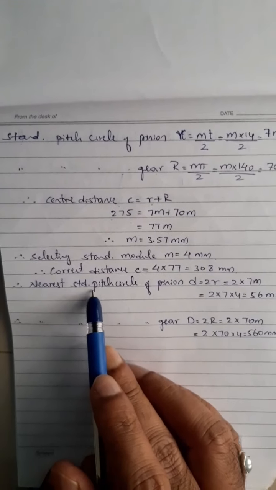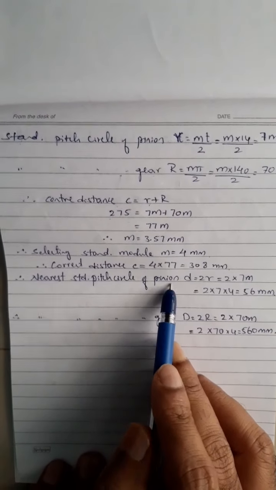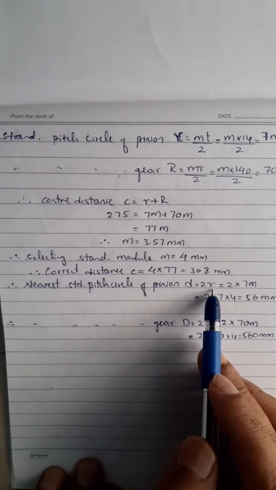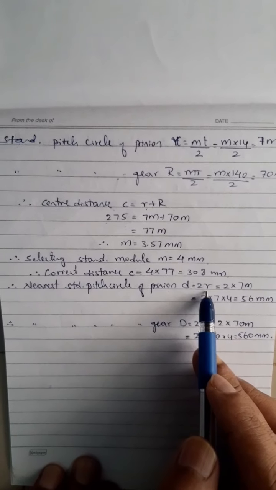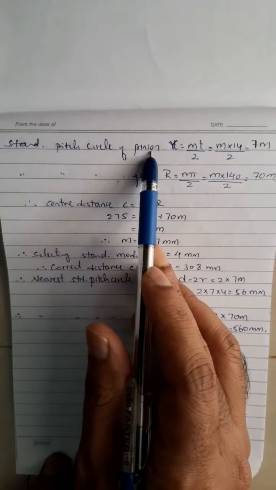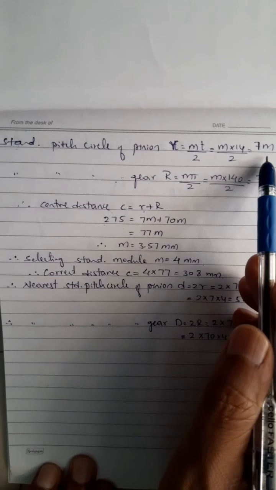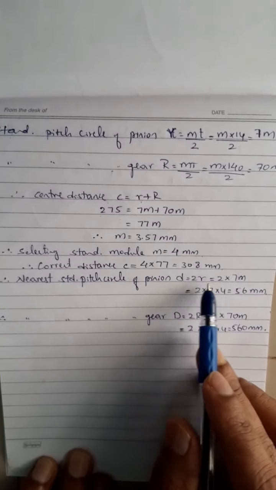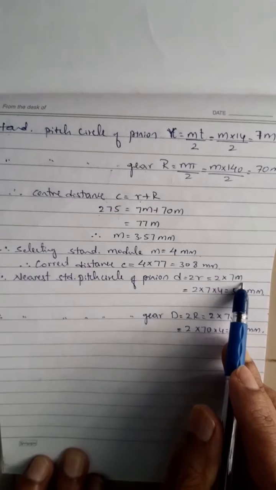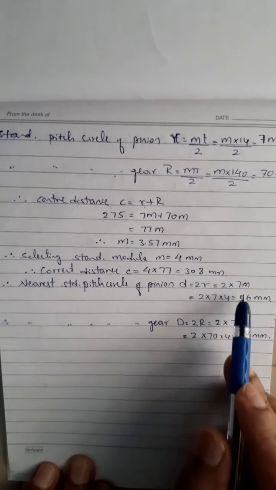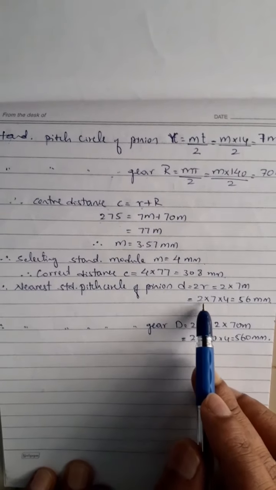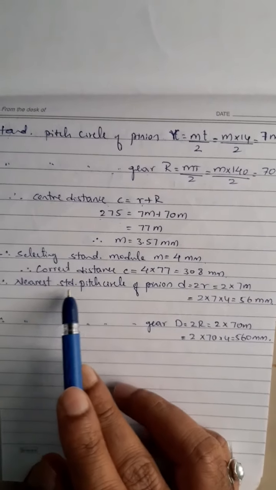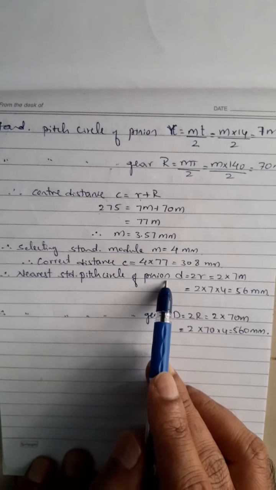Therefore, the nearest standard pitch circle diameter of the pinion can be written as small d is equal to 2 into r, where r is the standard pitch circle radius of the pinion, which we have calculated as 7 times the module. Here we know the module value as 4. So here it is 2 into 7 into 4, which gives 56 mm as the nearest standard pitch circle diameter of the pinion.